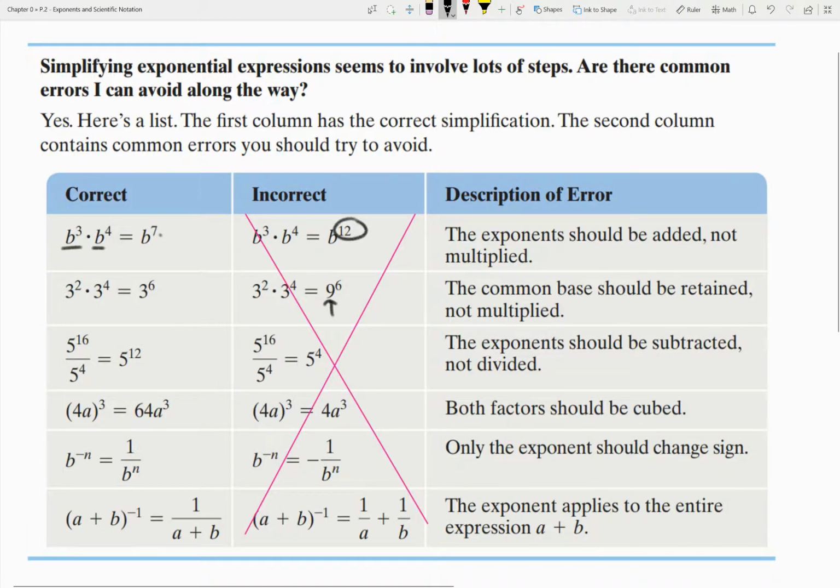For this one, right, we're going to subtract the exponents, not divide them, right? It's not 5 to the 4th power. Here, in the fourth example, both of them get raised to the 3rd power correctly. Here, the 4 is not cubed. This is the correct way to move a negative exponent to the denominator. It has nothing to do with the sign of the expression. It only changes the sign of the exponent.